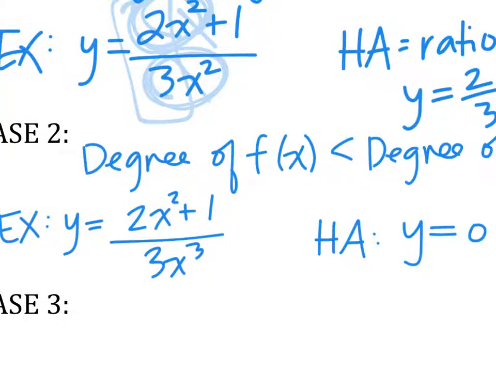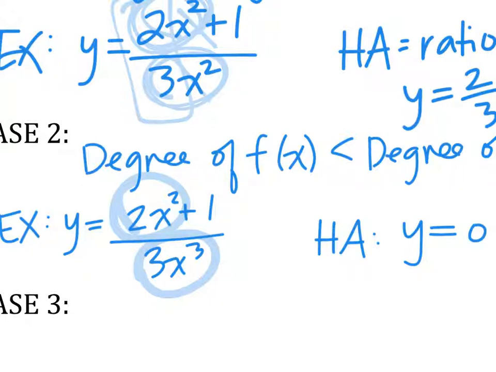Okay, again, in the numerator, 2x squared plus 1, when x is super large, does 1 matter? No, we only care about this one. In the denominator, same thing, right? That's the only one left. Now, if both of them are going to infinity, which one's going to expand faster? The cube, right? Anything that is a higher exponent is going to expand much faster.